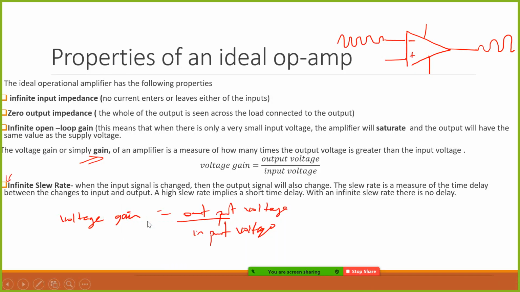Anytime we talk about voltage, right, with our operational amplifier, we have to remember the formula for voltage gain, or you will hear it simply called the gain. Okay, guys?